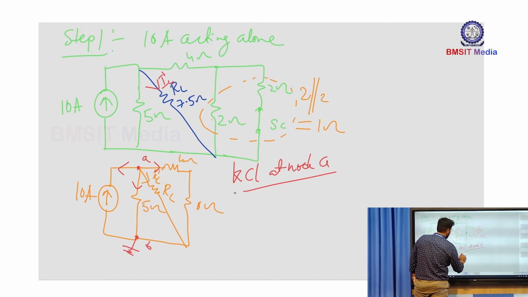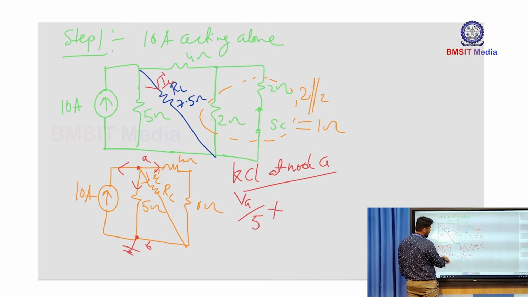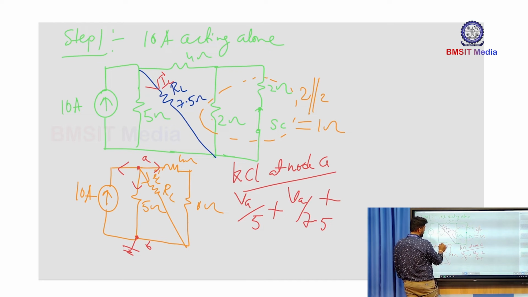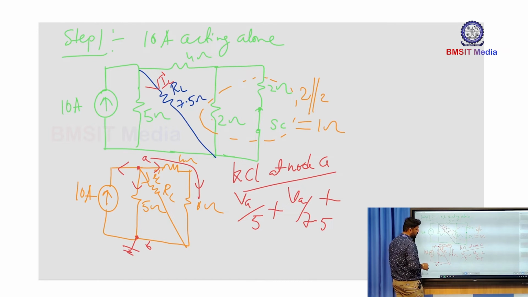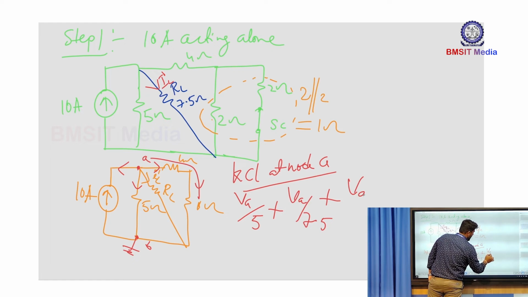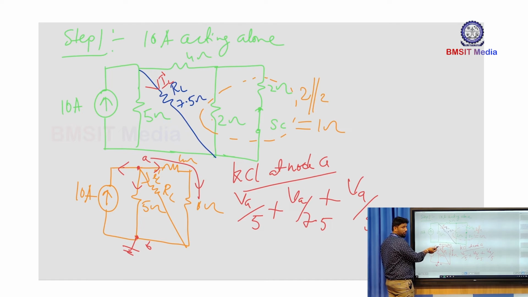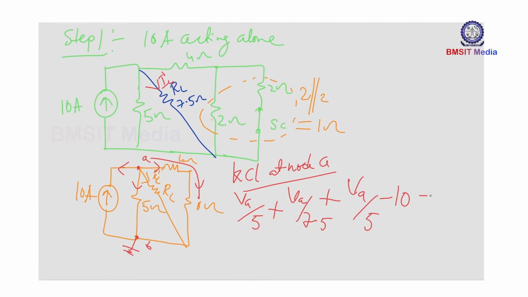You can write it is VA divided by 5 plus the current flows through the load resistance, VA divided by 7.5, plus the current flows through this particular branch. You can observe the series equivalent resistance is 4 plus 1, it is 5 ohm. So you can write VA divided by 5, and here we wanted a leaving current. Since the current is entering the node from the source, you can write minus 10 ampere, which is equal to 0.